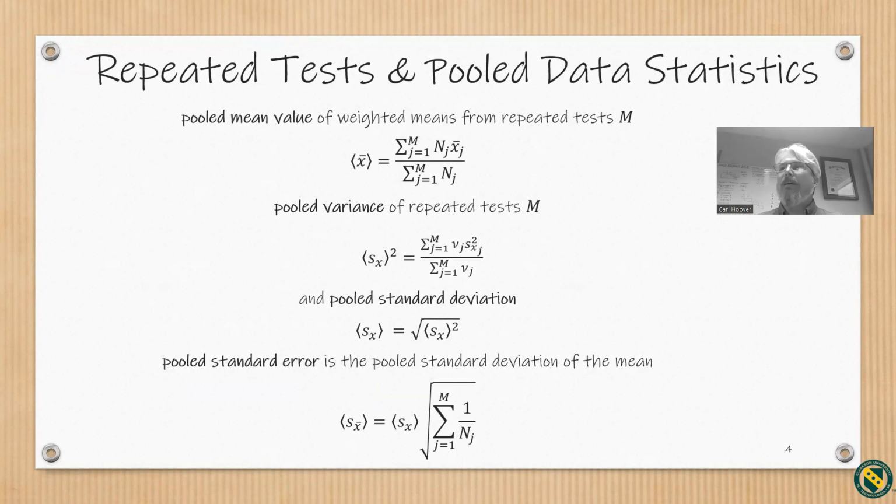Similarly, the pooled variance combines the sample variance for each test weighted by the degree of freedom, N minus 1, or nu for that test, and the pooled standard deviation is the square root of the pooled variance. The pooled standard error, also known as the pooled standard deviation of the means, is computed by summing the ratio 1 over N sub J and taking the square root of that sum and multiplying by the pooled standard deviation.